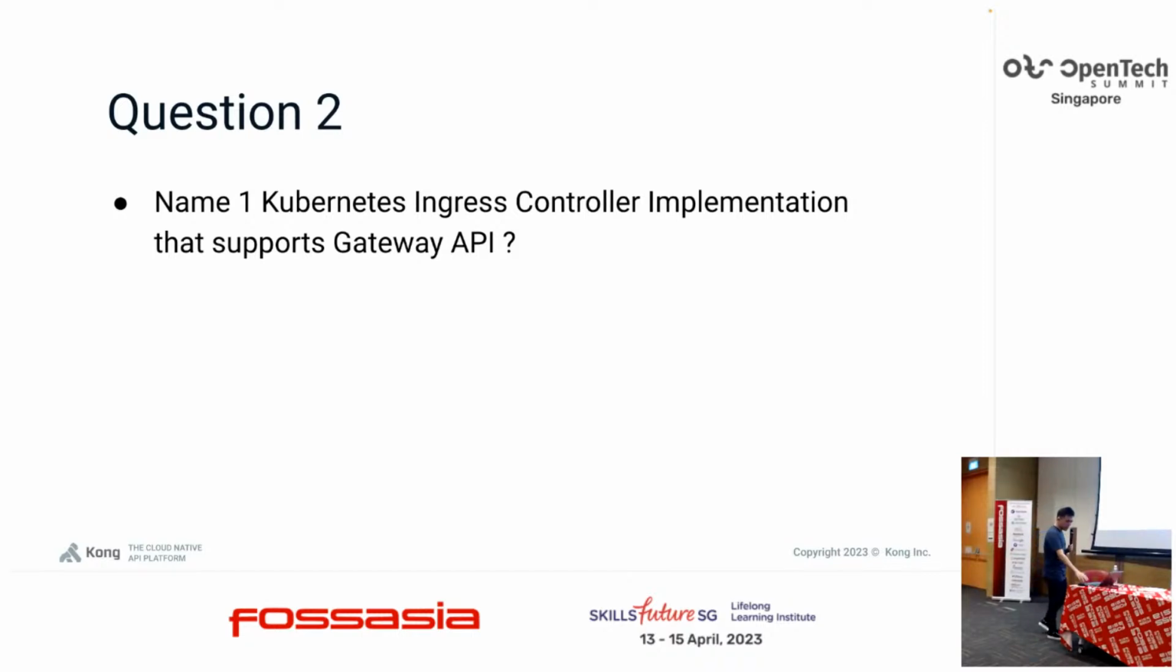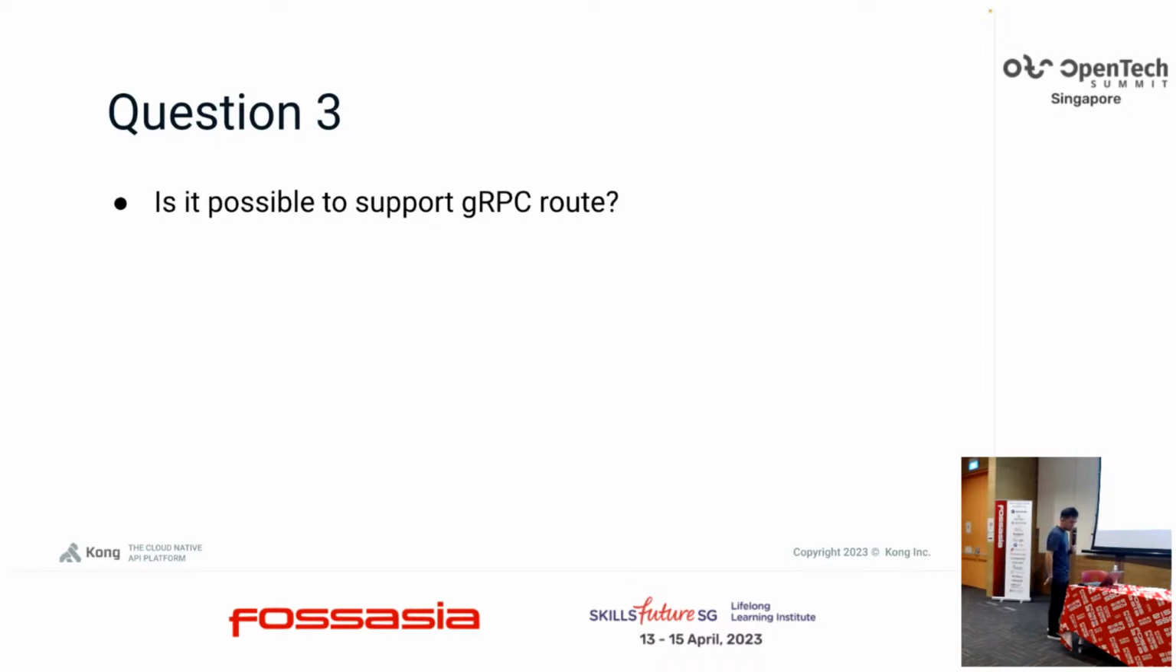Last question: is it possible to support gRPC route? Yes, you are right, correct. Typically Kubernetes ingress is always HTTP route, and maybe some flavors do TCP passthrough, but eventually we want to support more modern protocol routing like gRPC, so that you can support your new use cases.